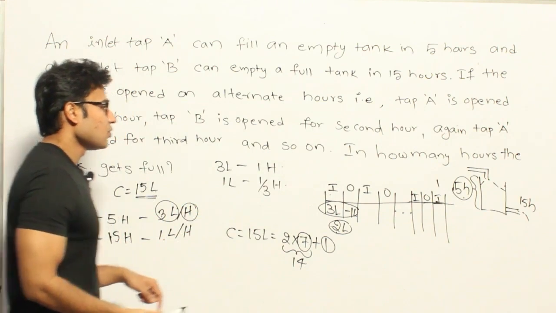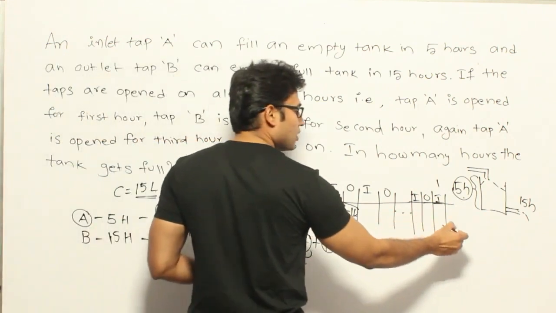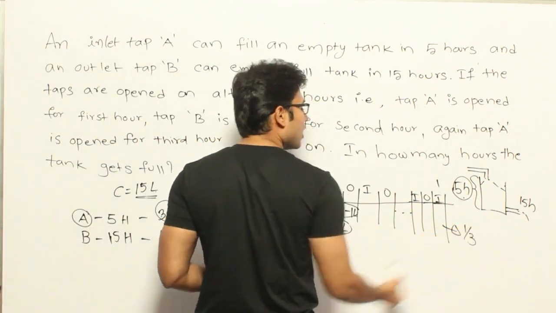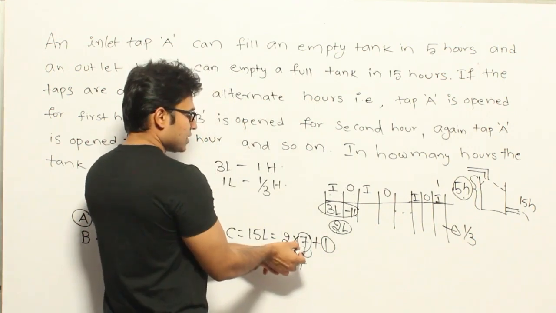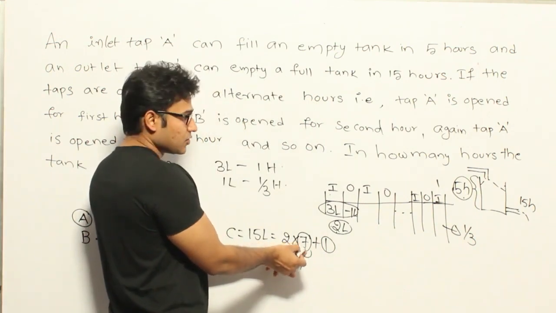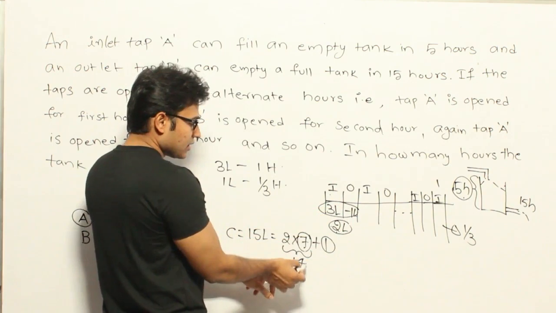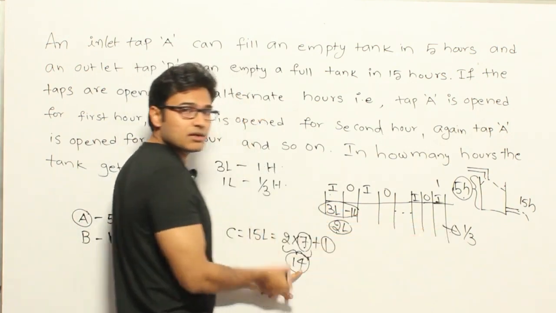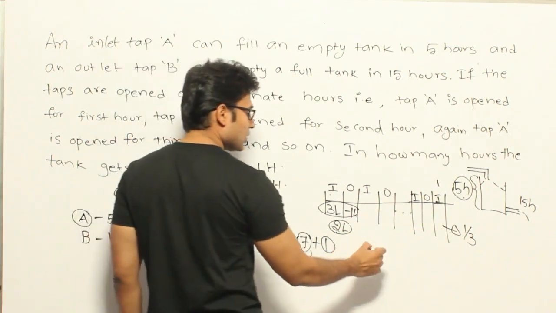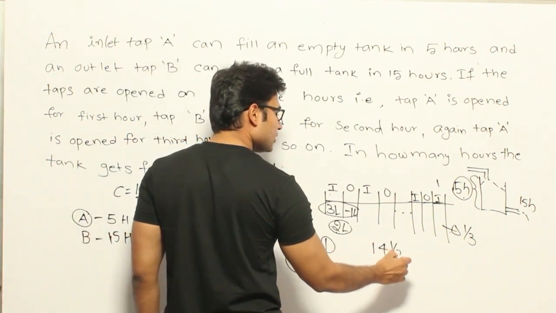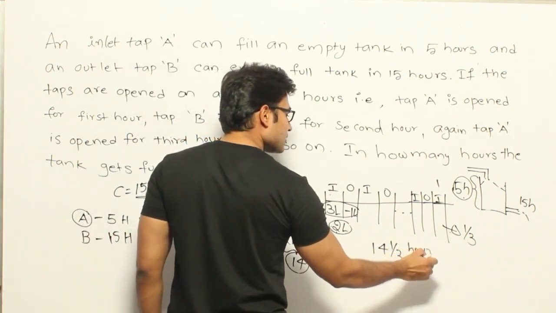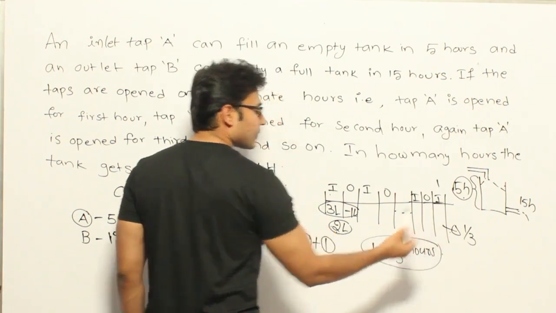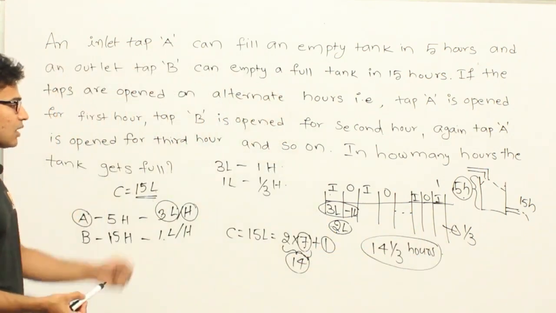Got it? So at the end I only need 1/3 of the hour. See this, 7 turns are required, which means each turn is 2 hours, therefore 14 hours is required, plus 1/3 of the next hour is required. Therefore the total amount of time required is 14 1/3 hours. Got it?